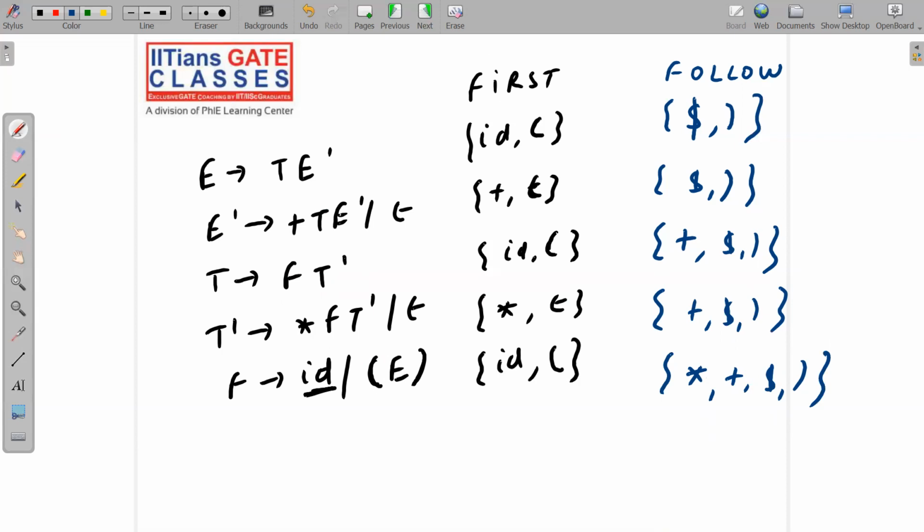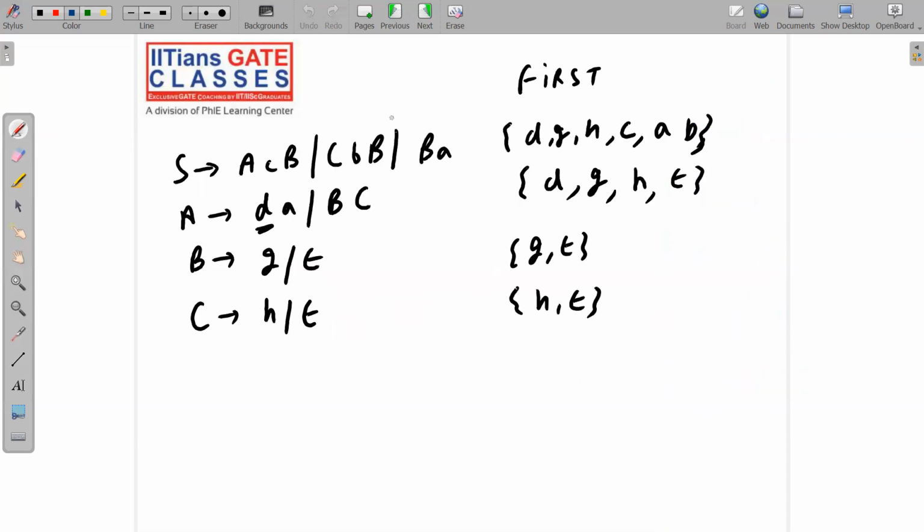Yeah, I'm jumping to the next question now. Now I think everybody has got the idea. Follow of S. See right hand side. Anywhere you are finding S? No, we are finding S nowhere. And obviously we will not put null. We will say dollar. Blindly you have to put dollar for the start symbol.